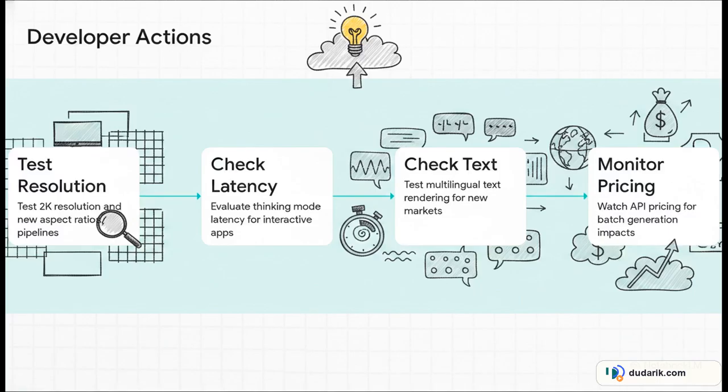Step 2. Evaluate thinking mode latency, because remember, live web retrieval takes time. Step 3. Check that multilingual text rendering for your specific user base. You might just have entirely new markets to enter now. And Step 4. Closely monitor API pricing. Generating larger batches with higher resolutions is absolutely going to impact your unit economics.